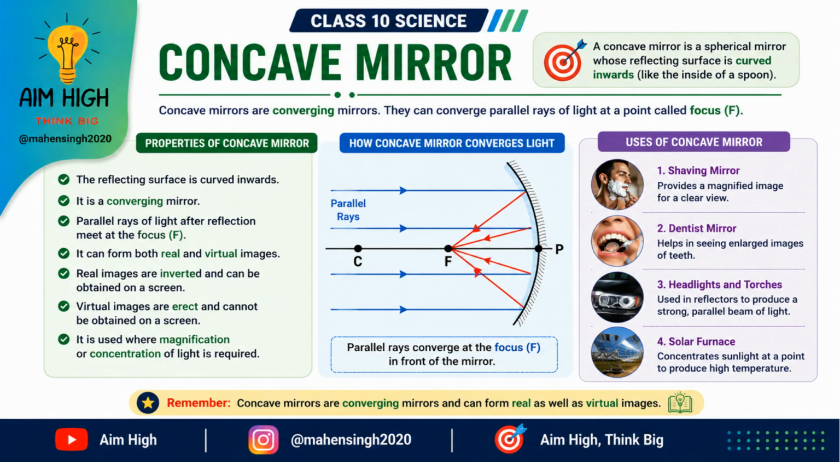These mirrors are widely used in daily life. Dentists use them to see enlarged images of teeth. They are also used in shaving mirrors, vehicle headlights, torches, and solar furnaces because they can concentrate light effectively at a single point.